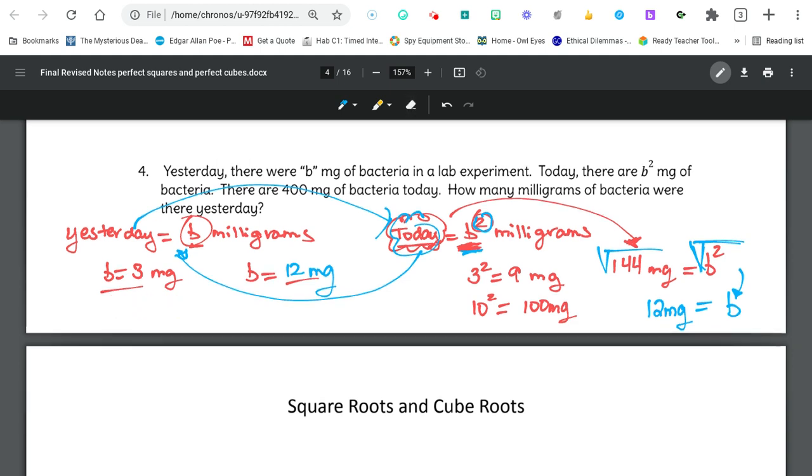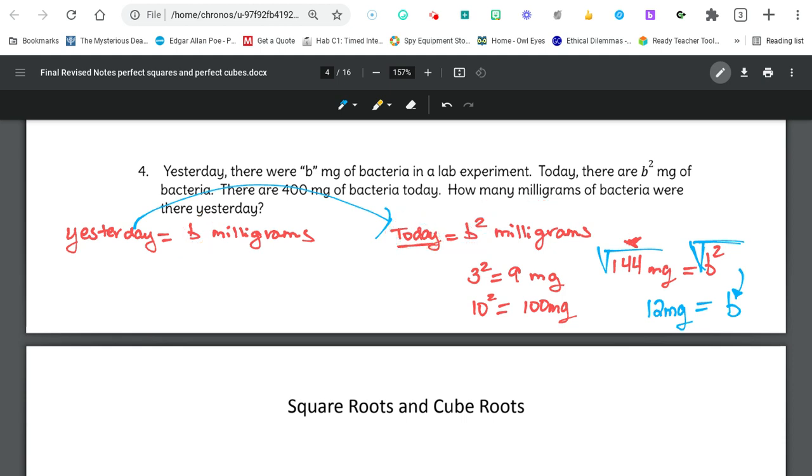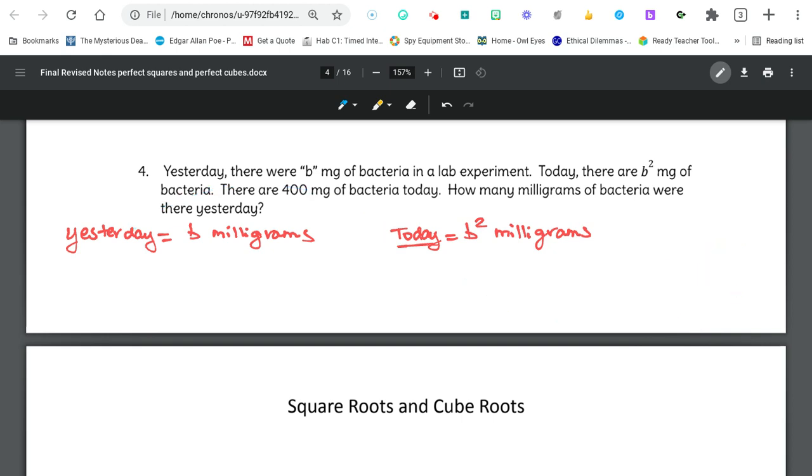Okay, so with all that being said, let's take a look at what we have in the problem. See if I'm going from today to yesterday or yesterday to today. Okay, so let's pick up right here. There are 400 milligrams of bacteria today. So today there are 400. That's after it's been squared, so that represents b squared. 400 is the same as b squared. I squared b and got 400.